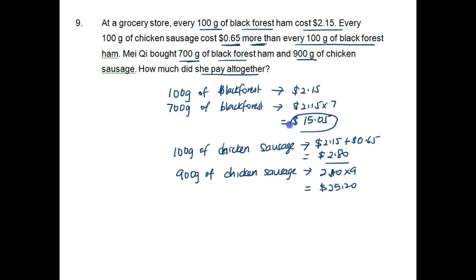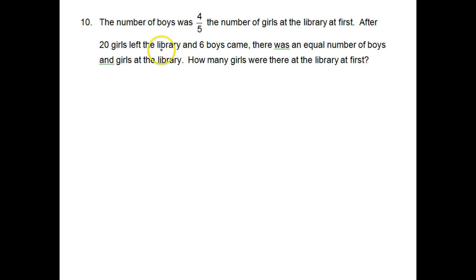How much did she pay altogether? So I add this with this. So it's $15.05 plus $25.20. Altogether, she paid $40.25 altogether.